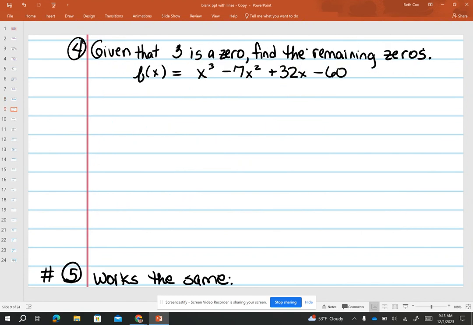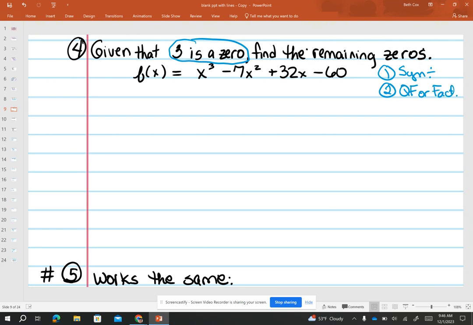All right, now we're getting into the zero problems. And I'm not going to do number 5. It works exactly like number 4. So number 4, you're given 3 is a zero. Find the remaining zeros. These are easy. Our first step is synthetic division. And then our second step is quadratic formula or factor.